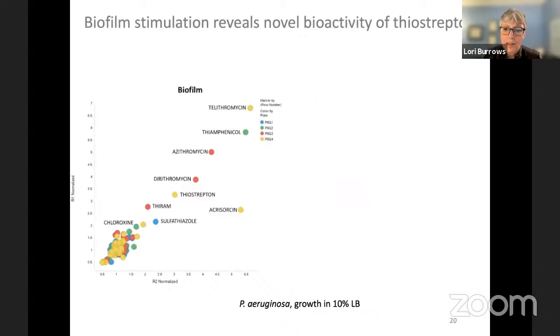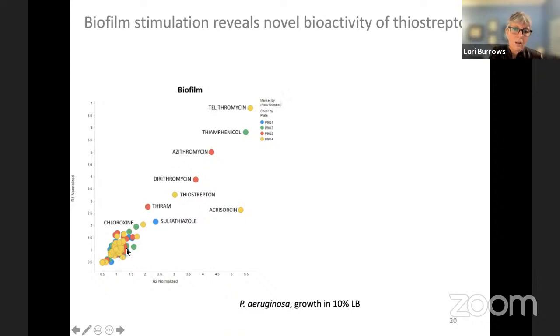So I'm going to show you an example of how this led us to find a new antibiotic activity for an old drug. I'm showing you on the left just a subset of our screening data. We have hundreds and hundreds of these graphs, but this is just 4 plates of compounds, and it's just 2 replicates, so one on the y-axis, one on the x-axis. Anything that replicates should fall on a 45-degree line.